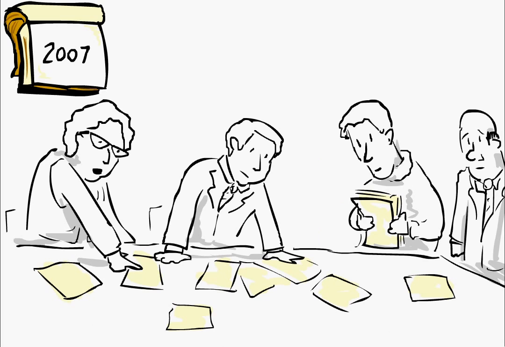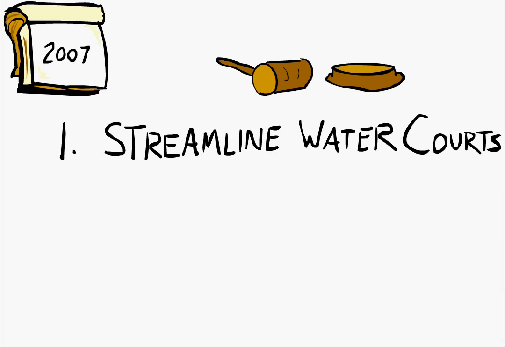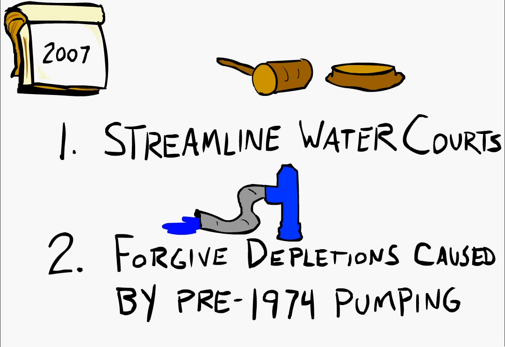Two of the recommendations were eventually adopted: streamlining of the water court to improve efficiency, and forgiveness of current depletions caused by pre-1974 pumping.